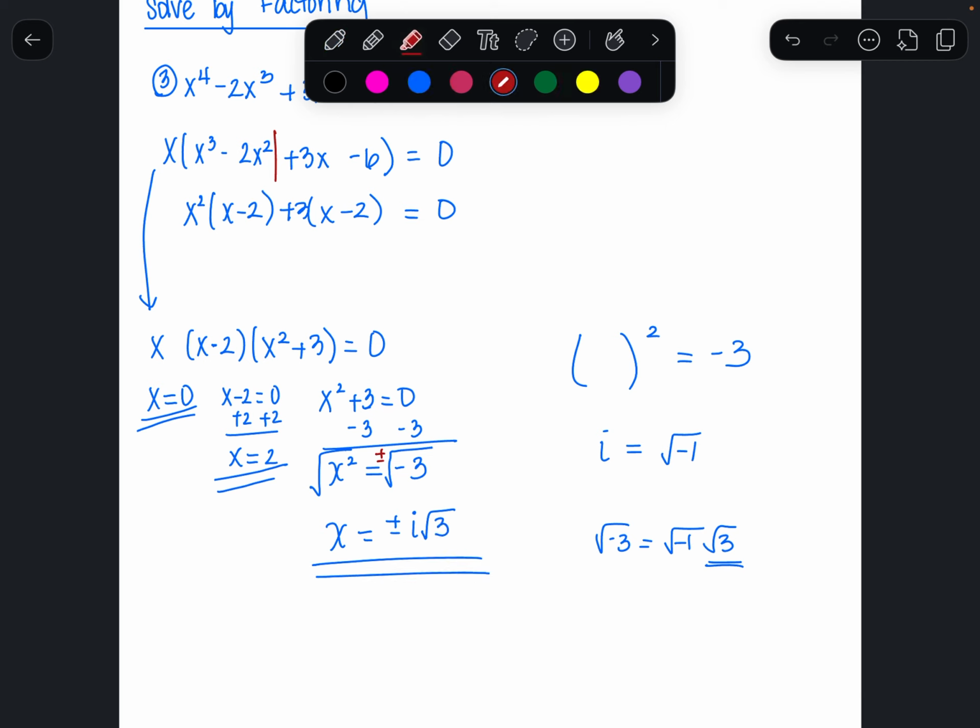So our solutions for this polynomial are x equals 0, x equals 2, and x equals plus or minus i times the square root of 3. Okay, that's it.